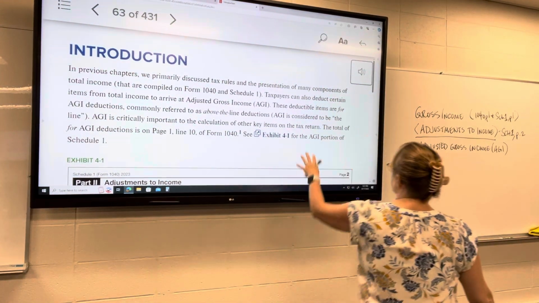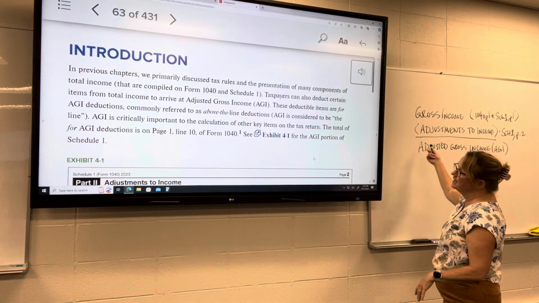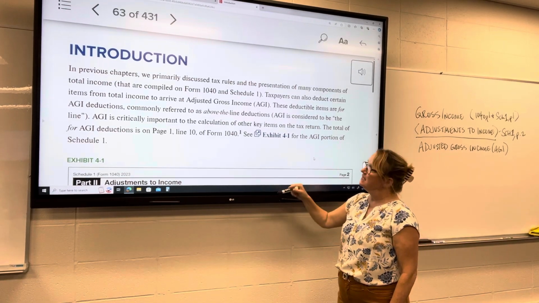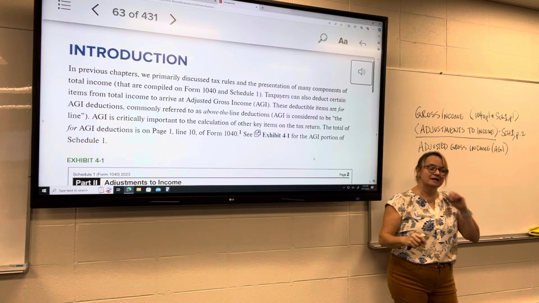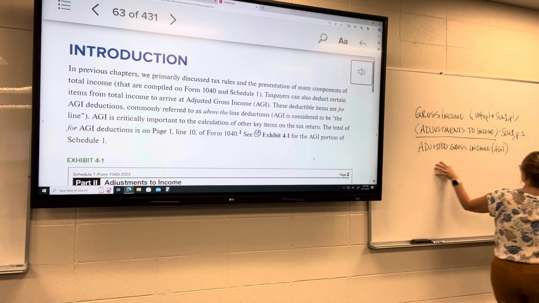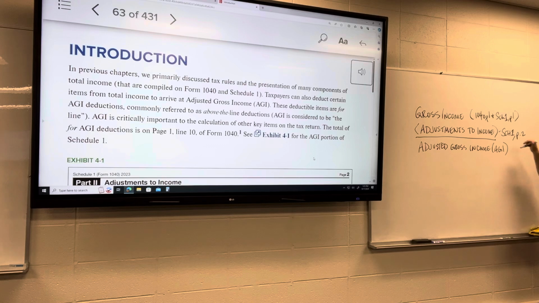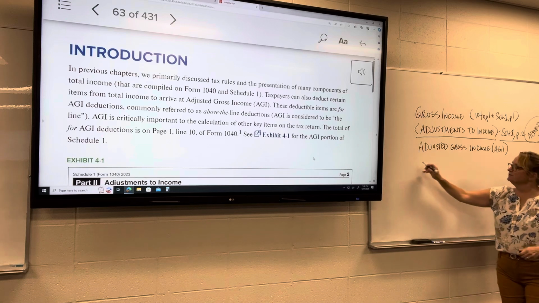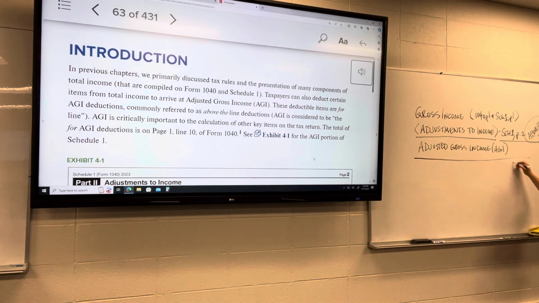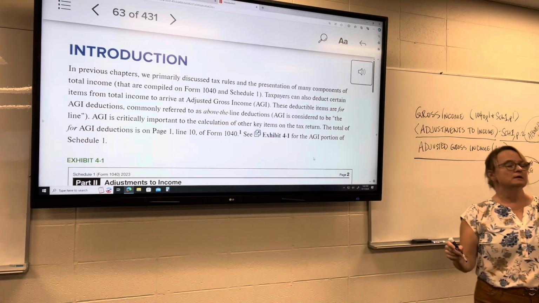All right, so this just kind of goes into that adjusted gross income definition again. One thing that I didn't really mention, all of these deductions here are called above the line deductions. All the deductions that happen after are called below the line. Adjusted gross income is the line.